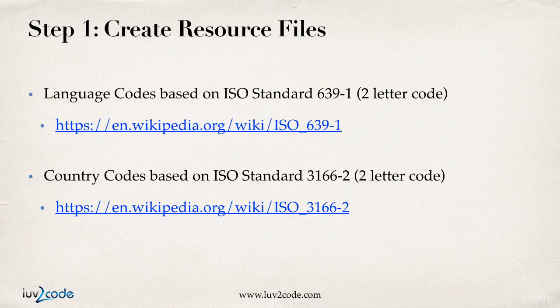Now a little bit more here on the country codes and language codes. They're all based on ISO standards. So the language codes are based on ISO standard 639-1. It's basically the 2-letter language code. And the country codes are also based on ISO standard 3166-2, which again is a 2-letter country code. And you can follow those links there for details on codes for your specific country and language.